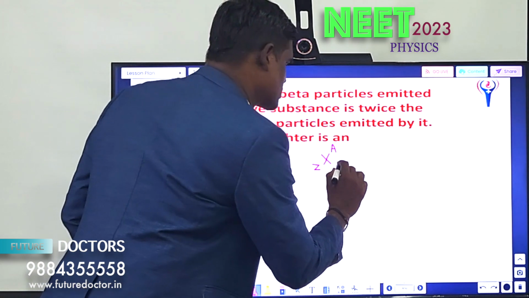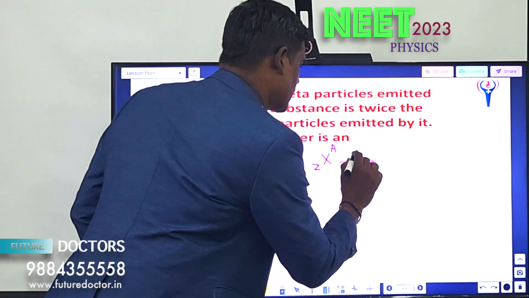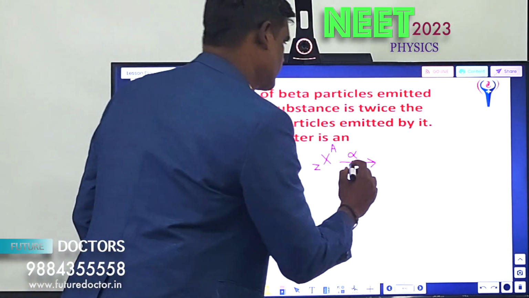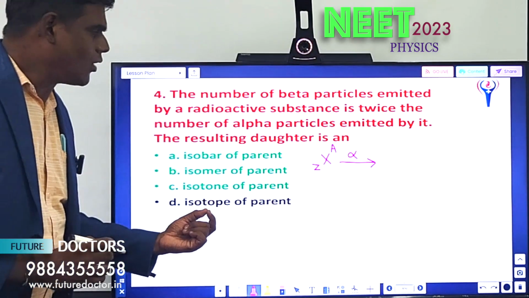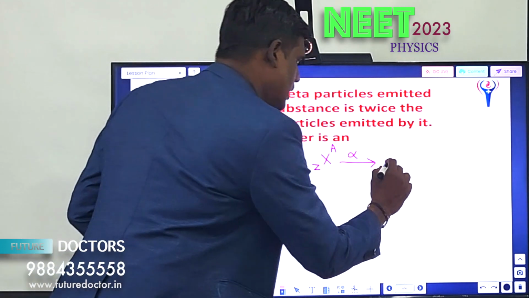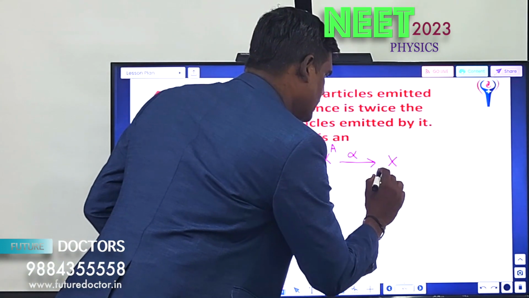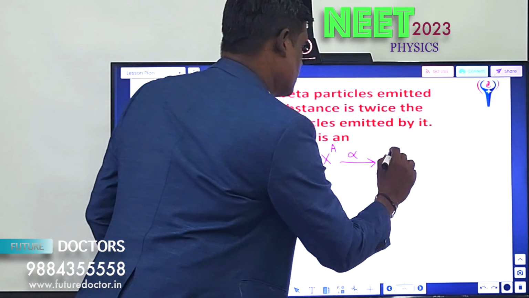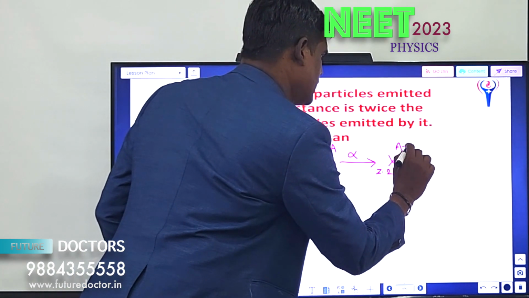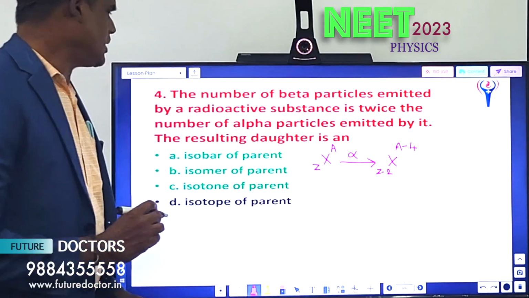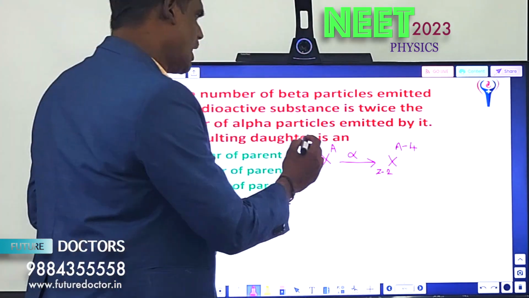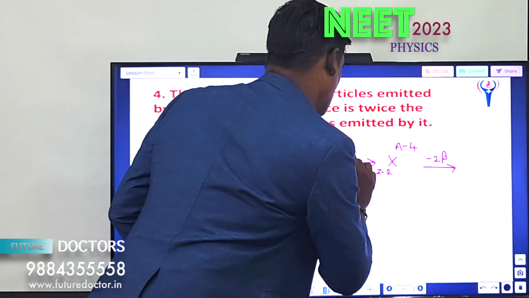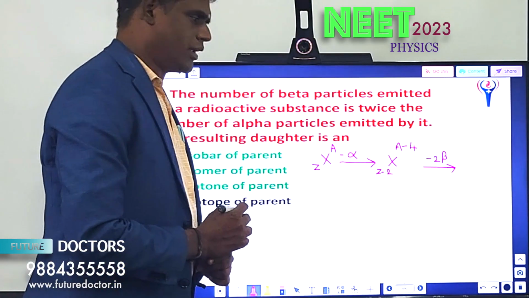And here, as per the question, one alpha particle is emitted. Alpha particle is nothing but helium nuclei. So, under alpha decay, what will happen? The atomic number is reduced by 2 and the mass number is reduced by 4. That is the alpha decay. And 2 beta decay, beta minus decay. Here 1 alpha and 2 beta decay.